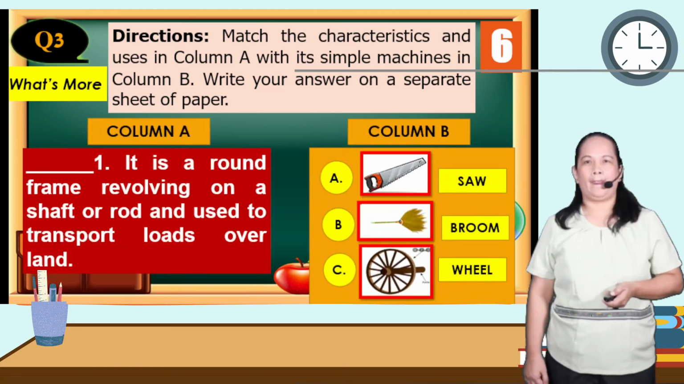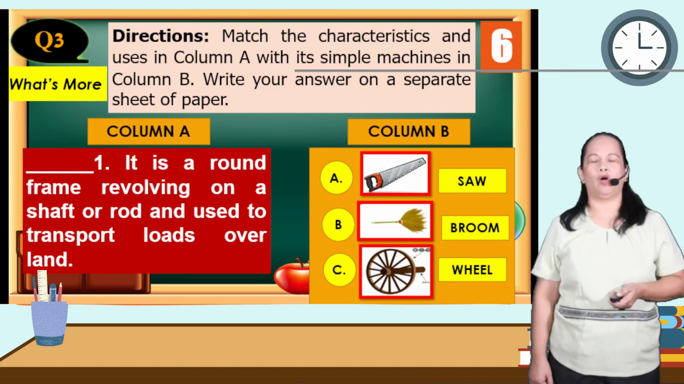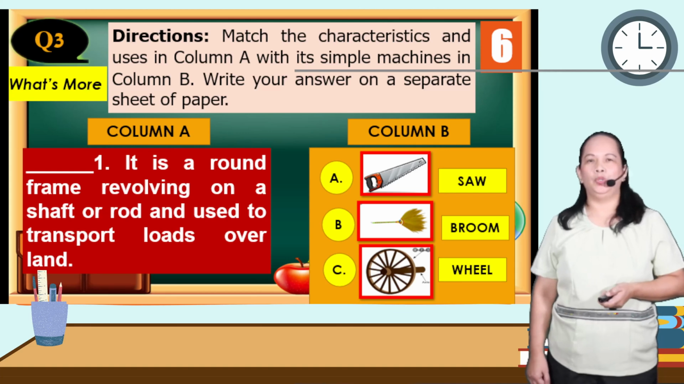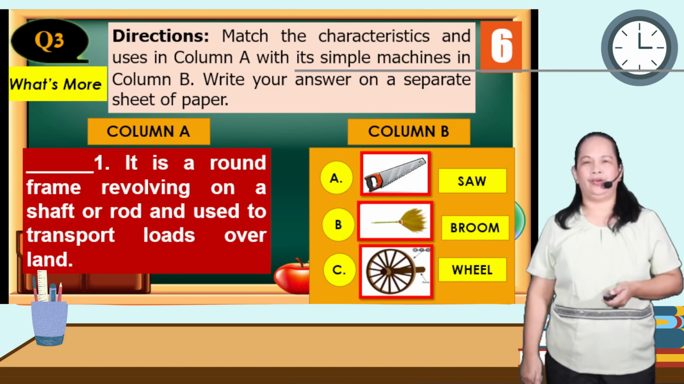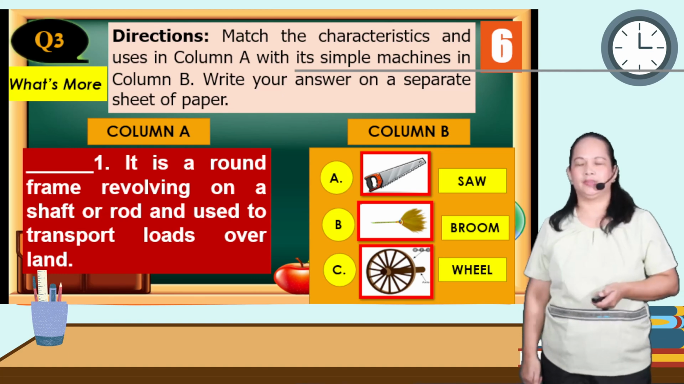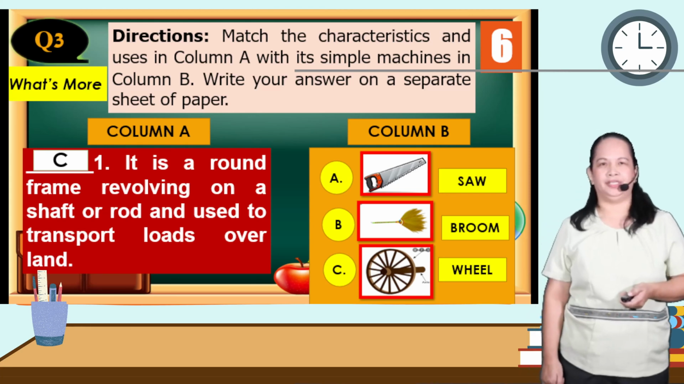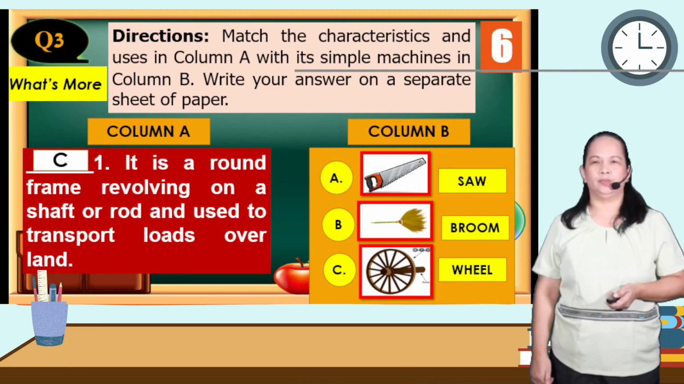Number 1. It is a round frame revolving on a shaft or rod and used to transport loads over land. Is it A, saw, B, broom, C, wheel? 1, 2, 3, 4, and 5. Okay, so the correct answer, grade 6 learners, is letter C. Very good, grade 6 learners. I know you got the correct answer. Number 2.